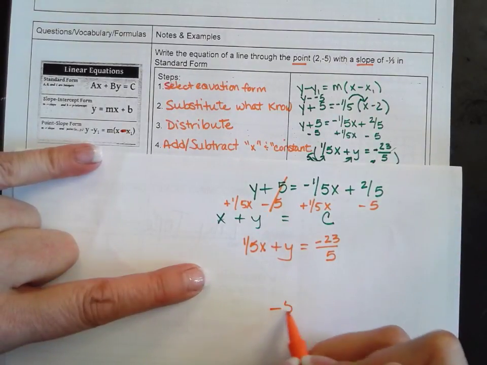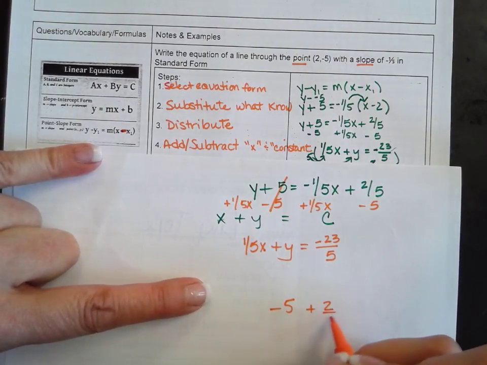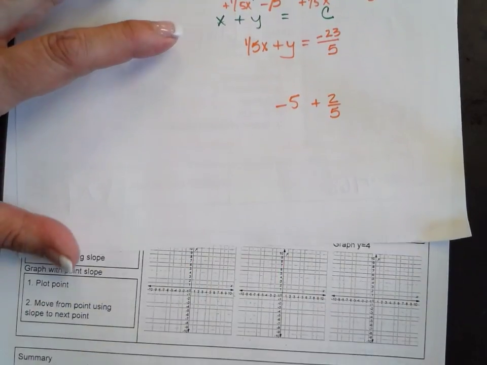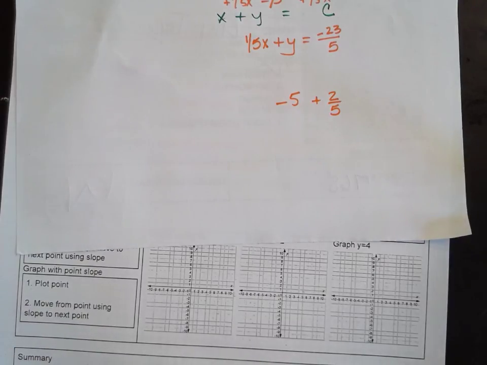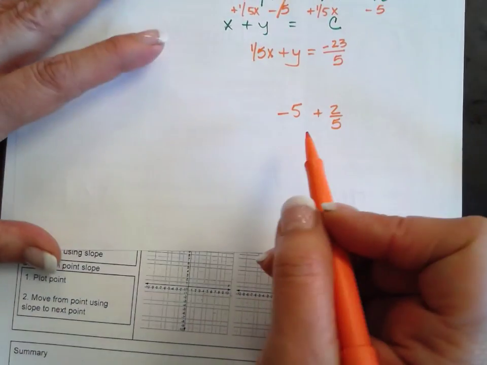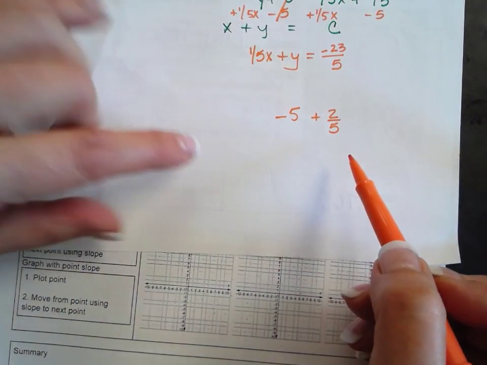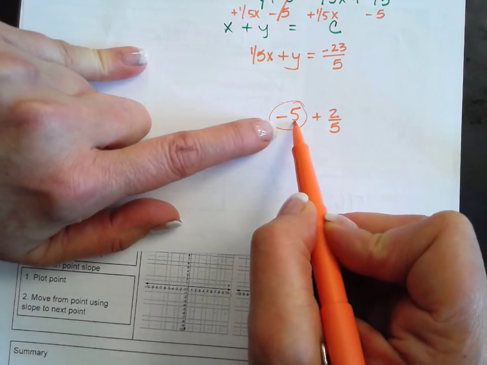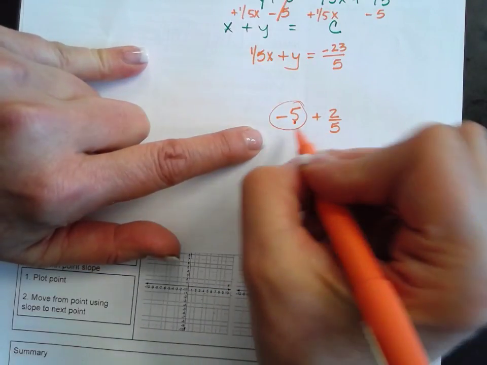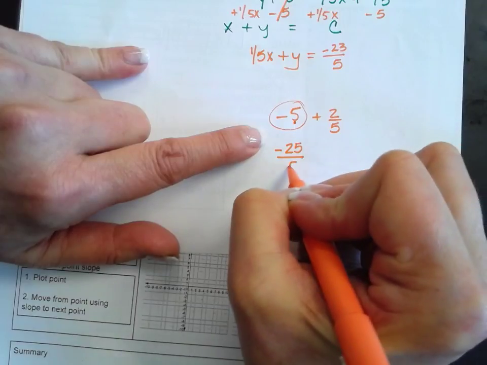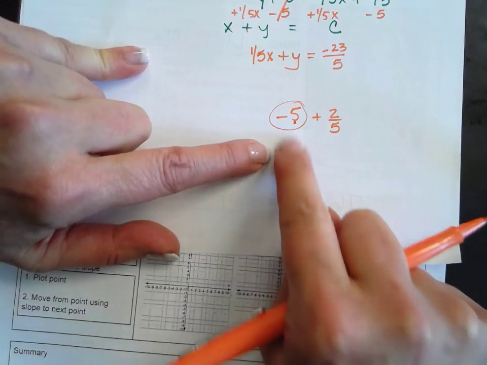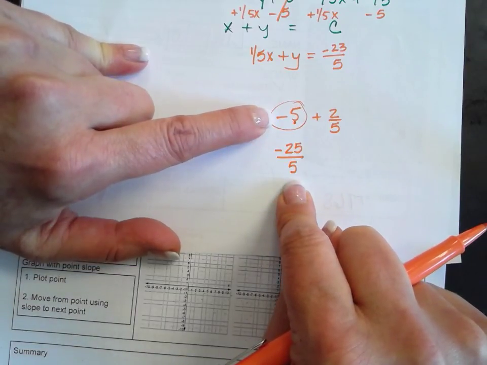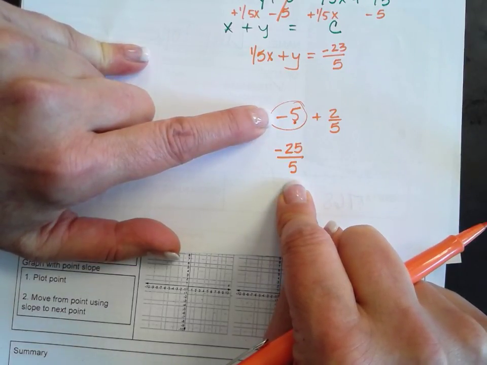Because -5 plus 2/5. How do you do fractions when you're adding fractions? The denominator has to be the same, right? No, that's when there's an equal sign. The denominator has to be the same. So I have to put this into a fraction. So that would make it -25 over 5, because 5 times 5 gives me -25. If I simplified that, that would give me -5. Are you with me on that?